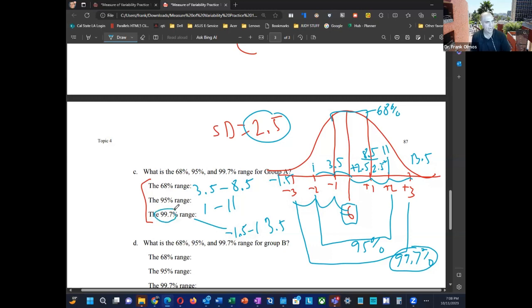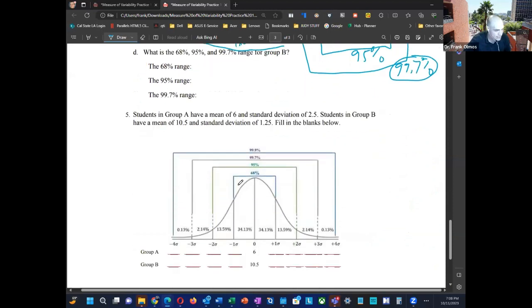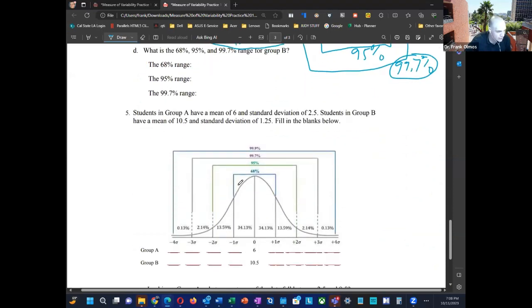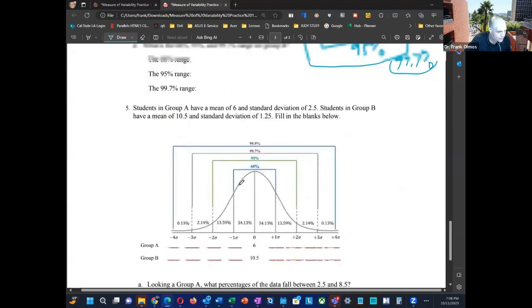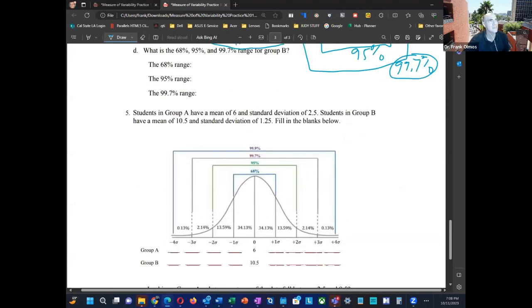Okay, so I have the 68% range, the 95% range, and the 99.7 range. That's how I'm able to get those ranges using what we call the empirical rule. All right, hopefully that makes sense. So here it gives it to you a little bit more clearly. Let me see if I could skip this here. So yeah, if you can fill this out, it just makes more sense.